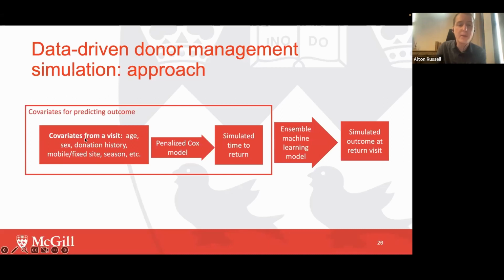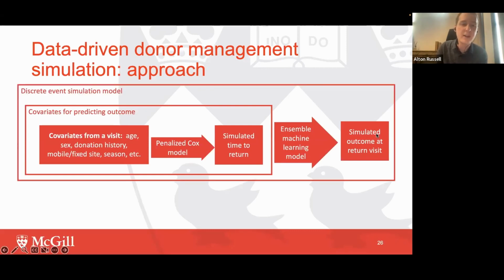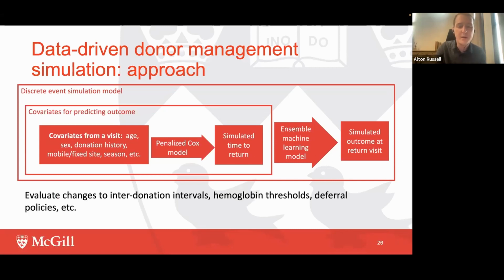And then both those covariates and the time to return are used as covariates for predicting the outcome when they return. So the idea is that we can create a discrete event simulation that has under the hood these kinds of nested data-driven prediction models, to create a model that can really be used for decision analysis in terms of things like changing the interdonation interval, or even other changes like changing the hemoglobin threshold or other deferral policies.